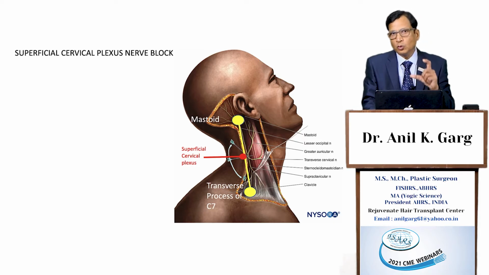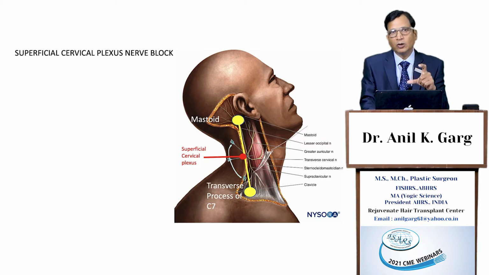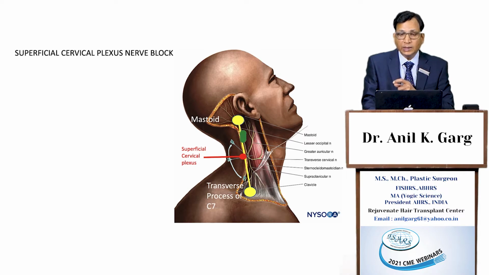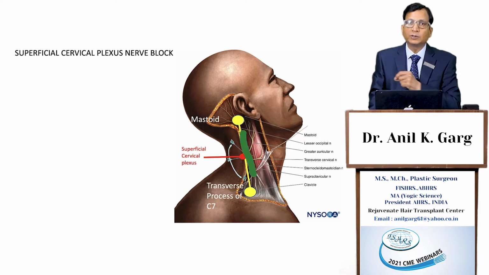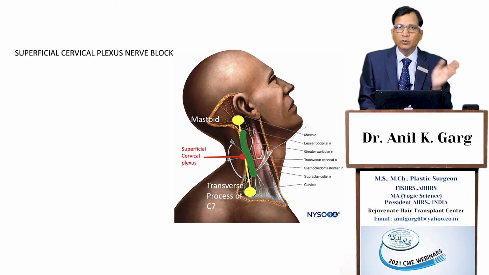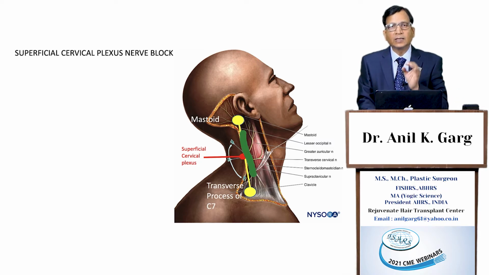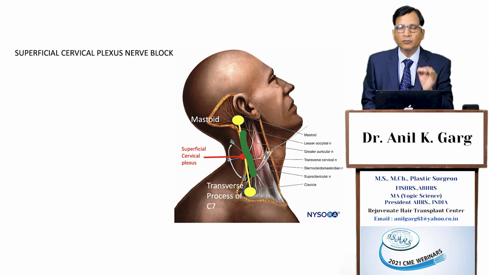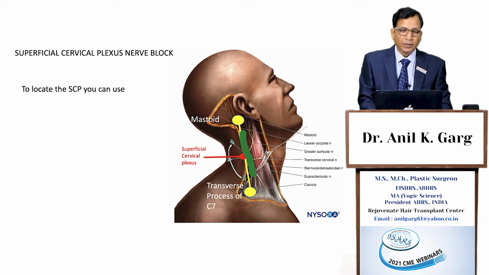So if you give local anesthesia in the middle one third of the line joining the mastoid to the transverse process of C7, then you can certainly block all the branches of this, and you can anesthetize this area. Or you can use the nerve locator precisely to block this area, which will further reduce the pain and the dose. And then you can give the infiltration and tumescence anesthesia.